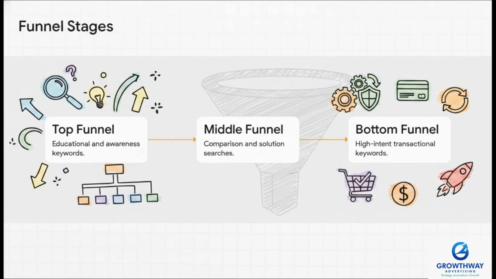Then we step into layer 2, where we have to realize that not all traffic is created equal. We need to map out the customer journey step by step to align search intent perfectly with the funnel stage. At the top of the funnel, you're capturing those educational and awareness keywords. In the middle, it's all about comparison and solution searches. And at the bottom, that's where you zero in on those high-intent, transactional keywords. Setting it up this way means you can allocate your budget strategically instead of treating every single searcher like they have their credit card out ready to buy right this second.